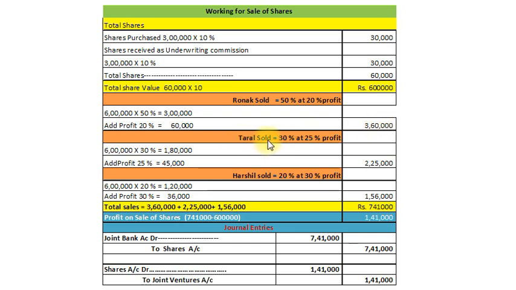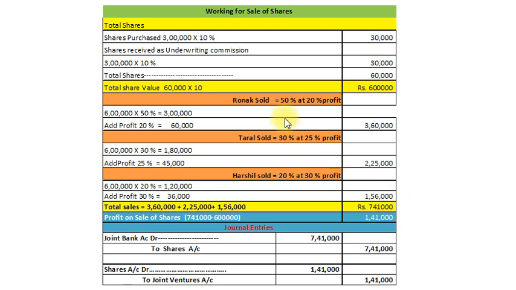Second, sales by Taral: 30% shares at 25% profit. So 30% of 6 lakh amounts to 1 lakh 80,000 plus profit 25% 45,000. So total amount of sales made by Taral 2 lakh 25,000. Now sales by Harshil. Harshil sold 20% of the shares at 30% profit. So 20% of 6 lakh amounts to rupees 1 lakh 20,000 plus profit 30% of 1 lakh 20,000, 36,000, and total amount 1 lakh 56,000.